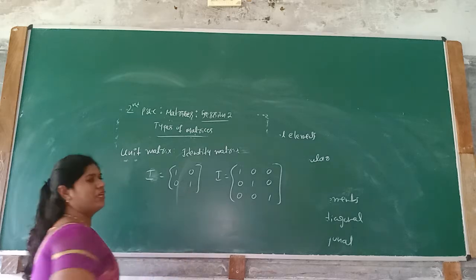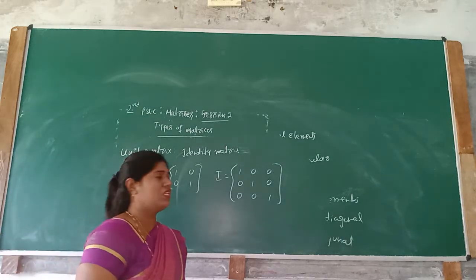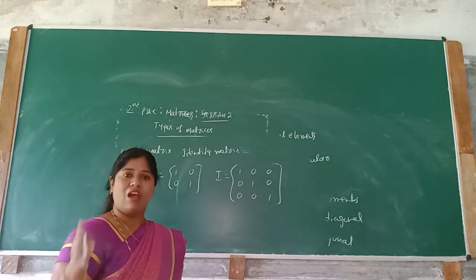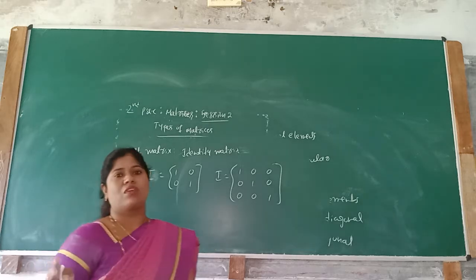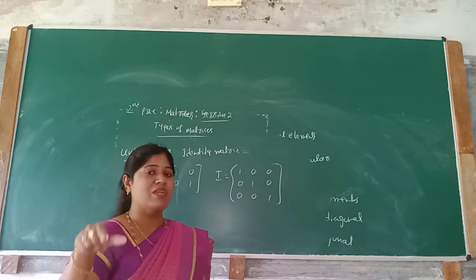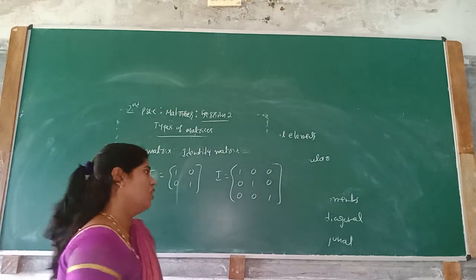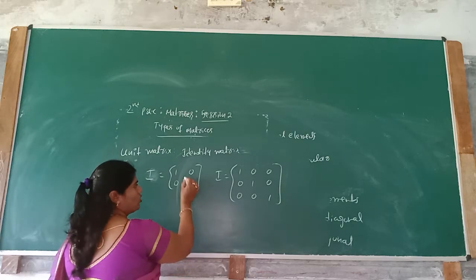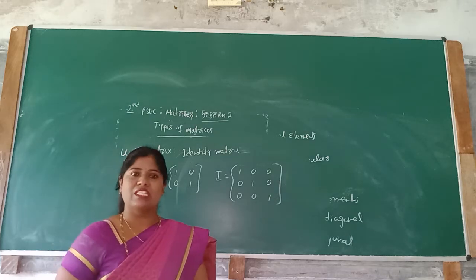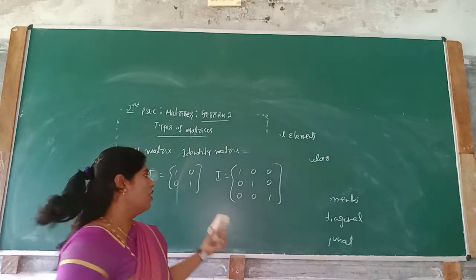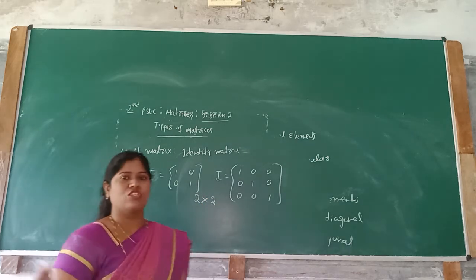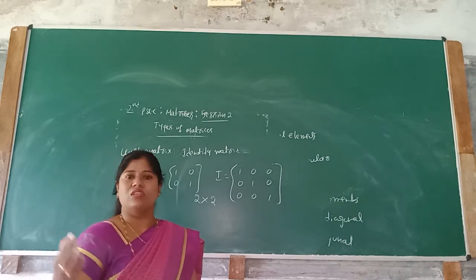What is the order of the matrix here? Order is the number of rows and the number of columns. A matrix having m rows and n columns is called a matrix of order m cross n. While writing the order of a matrix, we have to write the rows first, then the columns. So the order of the matrix is, how many rows here? There are 2 rows. The horizontal lines are called rows. Here there are 2 rows, and the vertical lines are called columns. Here are 2 columns. So the order of the matrix is 2 cross 2. You can read it as 2 by 2 also, according to your convenience.